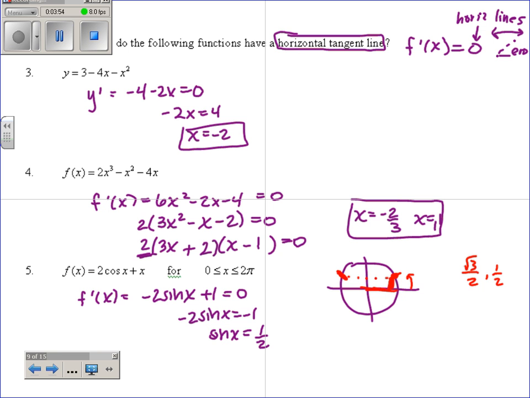Remember we count by 6: pi over 6, 2 pi over 6, 3 pi over 6, 4 pi, 5 pi, etc. So this is pi over 6. And over here, if you just went up pi over 6, it would be 5 pi over 6.